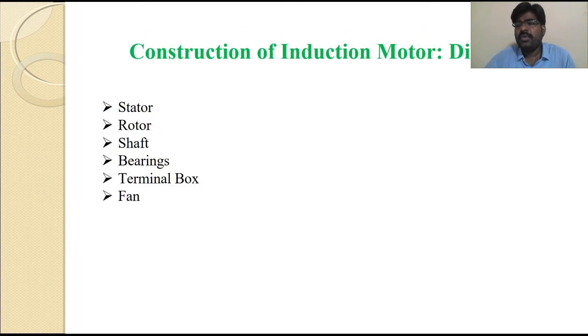Now let us come to the construction of the induction motor. What is the construction of the induction motor? What are the different parts of the induction motor? The construction of the induction motor consists of stator, rotor, shaft, bearings, and a terminal box. The terminal box consists of switches from where we give the supply or from where we take the supply to the induction motor. Then a fan will be there. Inside we will be providing one fan.